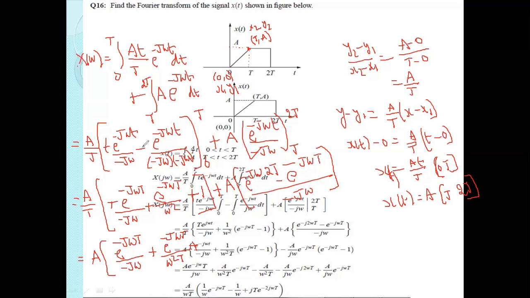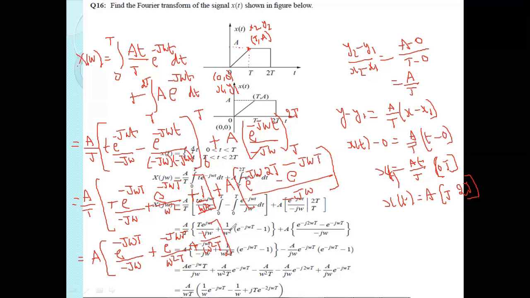here there is a 1 by, already I told that a minus into minus is a plus, and j square is minus 1, and here the minus is there, so a plus, e power 0 is 1, and here 1 by omega square is also there. 1 by omega square into T is 1 by omega square into T.